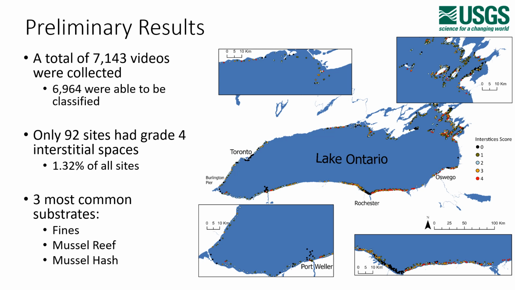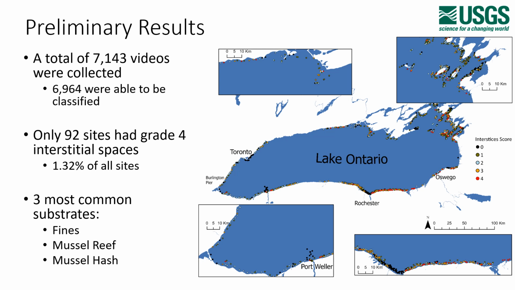In total, across the 5 agencies, 7,143 videos were collected, which is pretty insane. And of that, 6,964 were of high enough quality to classify. Of these 6,964, though, only 92 had grade 4 interstitial spaces, which is roughly 1.32% of all sites. Again, very low percentage of what we consider to be that excellent spawning habitat.